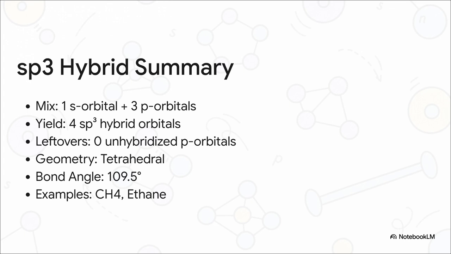They're all used up. So how do you arrange four identical things around a center point to keep them maximally separated? Well, they actually pop out of a flat 2D plane and form a 3D tetrahedron. The bond angle for this tetrahedral geometry is exactly 109.5 degrees. Methane, CH4, is the absolute classic textbook example of this gorgeous 3D structure.